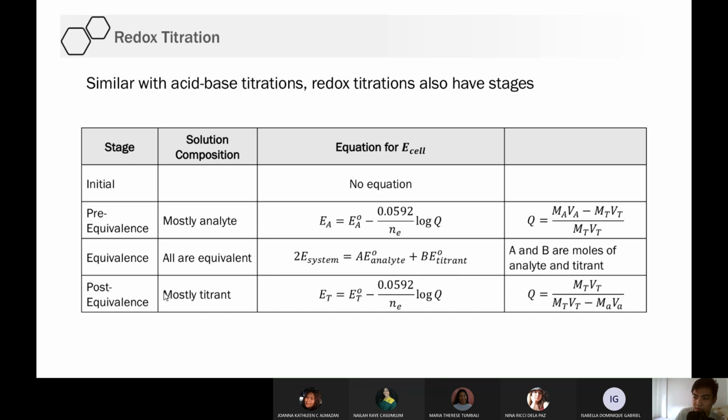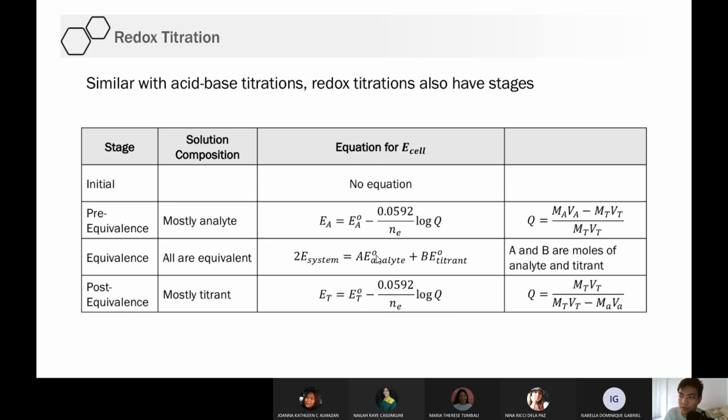At post-equivalence, mostly titrant tayo. So that means the Nernst equation to be followed ay yung sa Nernst ng titrant. So that's ET equals E naught T minus 0.0592 over mole electron log Q. And to solve for the Q, ito yung gagamiting equation. Molarity titrant, volume titrant over MTBT minus MAVA. So, medyo similar siya with acid-base titration. So, ipa-plug in mo lang yung mga yan.